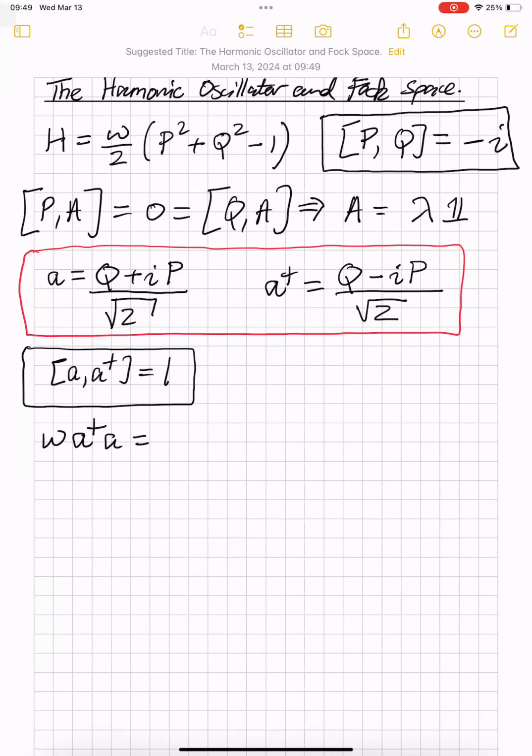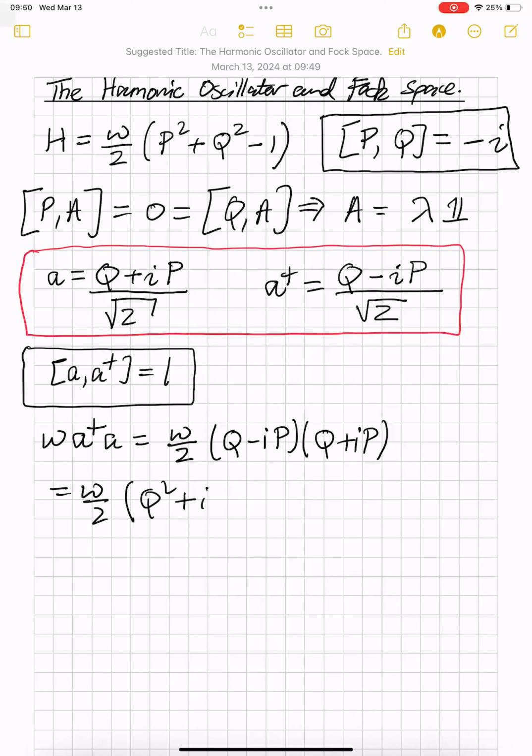Now, a comes with the 1 over square root 2. A dagger comes with the 1 over square root 2. So a dagger a will come with the 1 over 2. For a dagger, I've got q minus ip. And for a, I've got q plus ip. So let me multiply this out. This is omega over 2. Q times q is q squared. Q times plus ip is iqp. Minus ip times q is minus ipq. And the minus i times the i is a plus. And we've got p squared.